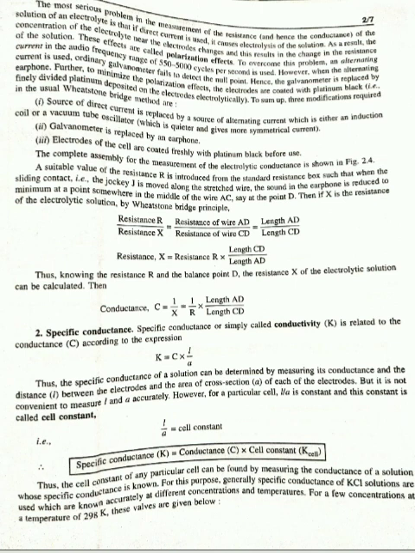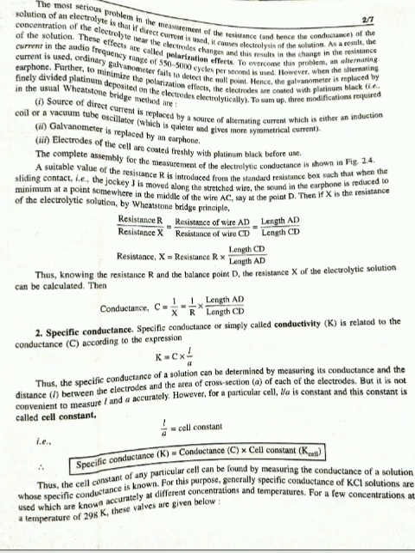Second, specific conductance. Specific conductance, or simply called conductivity kappa, is related to the conductance C according to the expression kappa is equal to C into L upon A. Thus, the specific conductance of a solution can be determined by measuring its conductance and the distance L between the electrodes and the area of cross-section A of each of the electrodes. But it is not convenient to measure L and A accurately. However, for a particular cell, L upon A is constant, and this constant is called cell constant. That is, L upon A is equal to cell constant. So, specific conductance kappa is equal to conductance C into cell constant K cell.